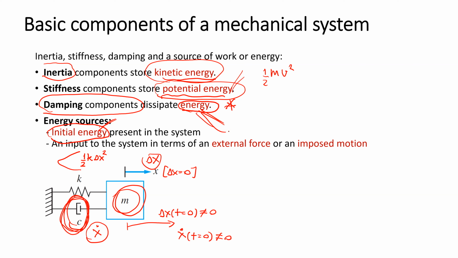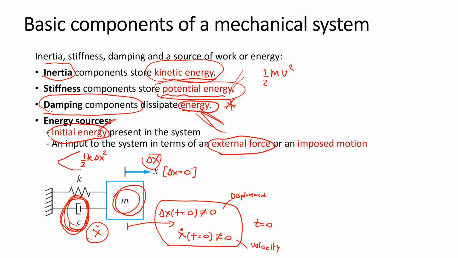So the energy source of the system consists of two possible ways. The first way is we have the initial energy in the form of initial displacement or initial velocity. If the system doesn't have initial energy when time equals zero, another possible way to make the system vibrate is to add an external force to the system.